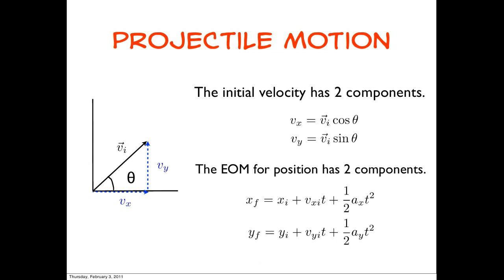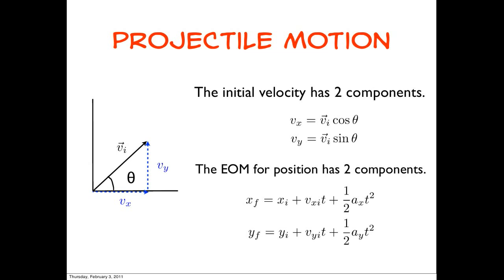Consider the motion of a projectile. For example, let's say we throw a baseball into the air at an angle theta to the horizontal. The initial velocity of the baseball can be broken down into its x and y components. The x component of the velocity can be found using trigonometry. The x component is equal to the magnitude of the initial velocity vector times the cosine of the angle in between. The y component of the initial velocity is similarly equal to the magnitude of the initial velocity vector times the sine of the angle in between.